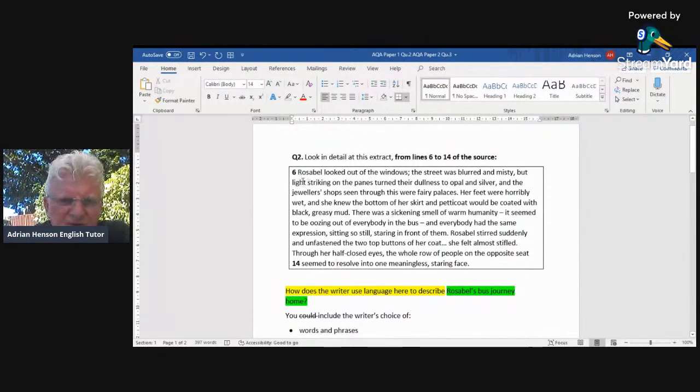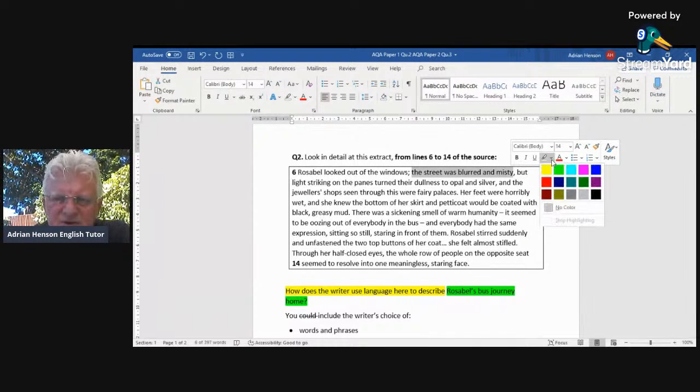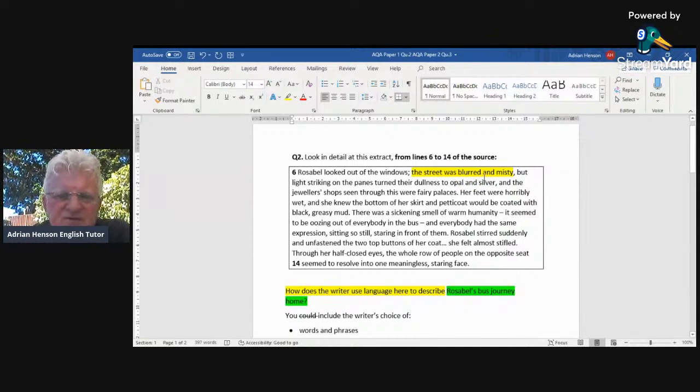So it says about the bus journey home. She's obviously on the bus at this point, because it said Rosabel looked out of the windows. So, you see the street was blurred and misty. Well, that gives an impression of a bit of a miserable day. So I suppose you could say that was a pathetic fallacy that the writer is using. That's a language technique, and it sets a kind of miserable mood.